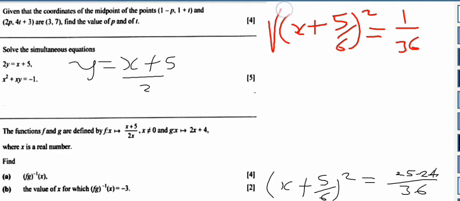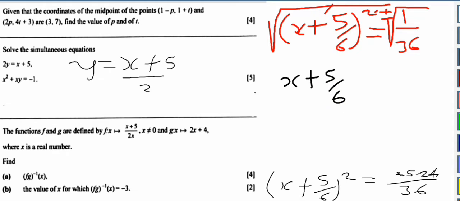So here I'm just going to introduce the square root to both sides. A square root can be both positive or negative. So the square and the square root are going to cancel each other. Then here I'm just going to remain with x plus 5/6 being equal to plus or minus the square root of 1, which is just 1. Then the square root of 36, that is 6. Since here we are having positive or negative, we need to have two answers.